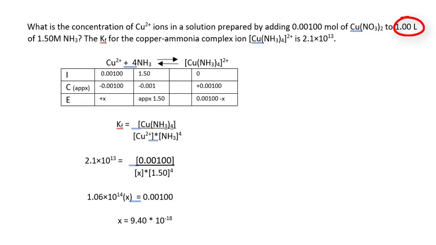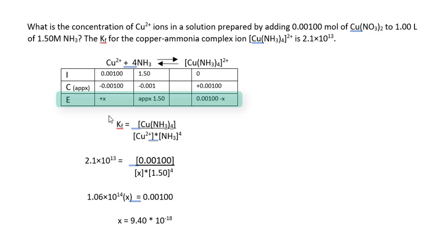And then the molarity of the ammonia is 1.5 molar to start out with. The change is going to be the loss of the copper ion and some amount of ammonia. And we could start off by approximating that to be 0.001 for both. And we add 0.001 molar of the copper ammonia complex. In the equilibrium line in the ice table, it's a bit unconventional because I have a plus x and a minus x. The pluses and minuses are typically shown in the change line in an ice table.